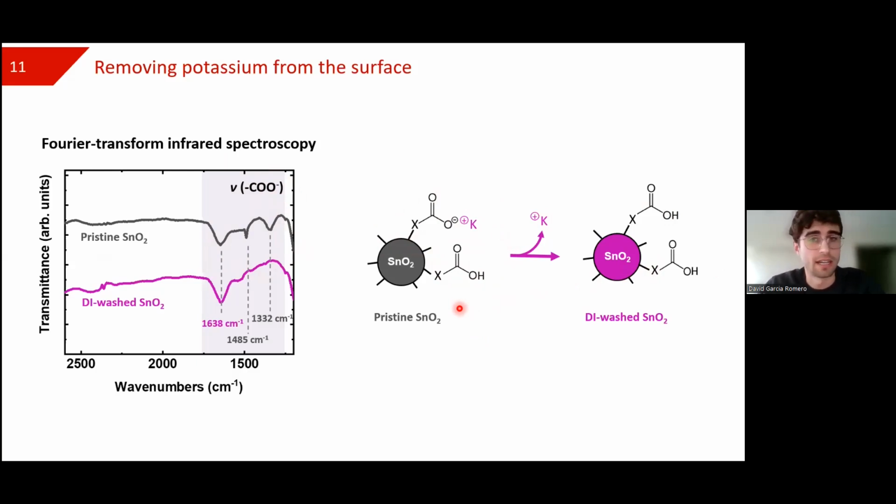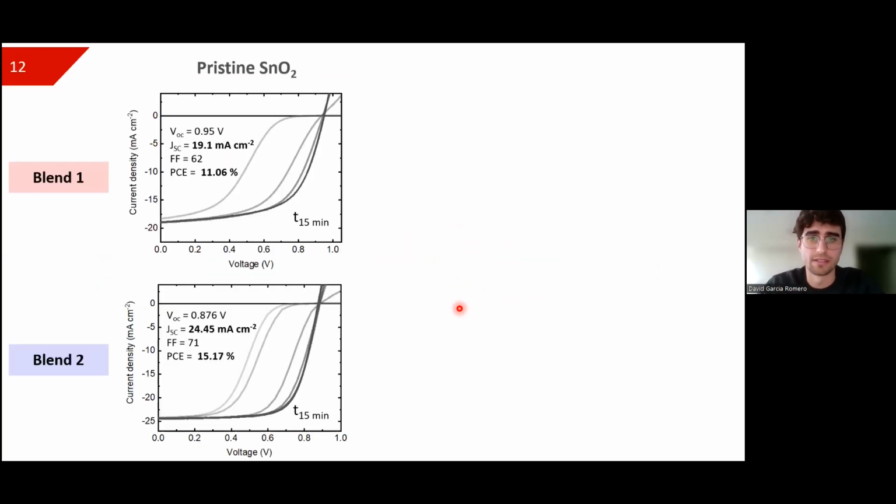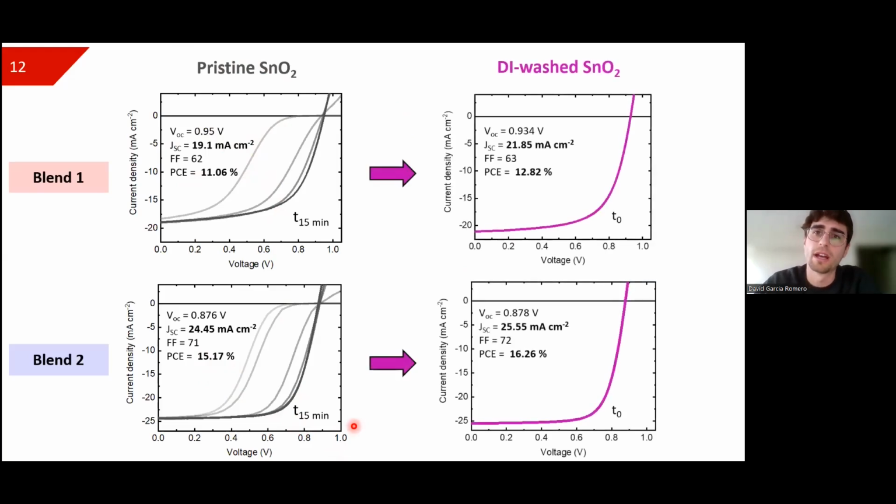So that's interesting, but let's go a bit into the solar cells. This is what I was showing at the beginning. My pristine tin oxide, we have some light soaking, and this is the solar cell characteristics. And when we perform the DI wash, for both blend 1 and blend 2, the first thing that we observed is that there's no light soaking anymore. So we got rid of this waiting time that I was mentioning before.